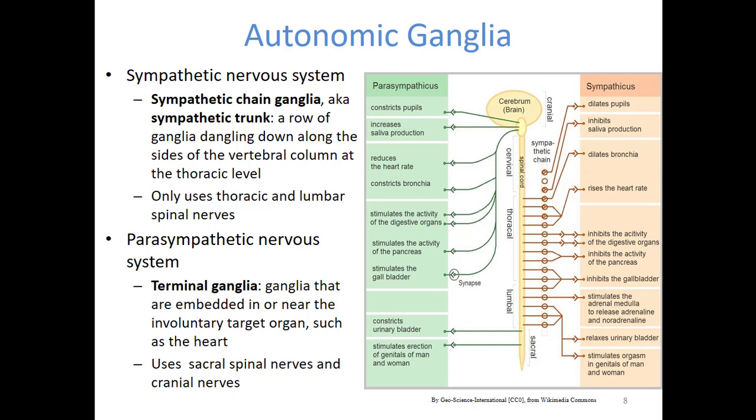The parasympathetic nervous system uses a different type of structure. It uses terminal ganglia, and these are ganglia that are embedded in or near the involuntary target organ. So for example, the heart has terminal ganglia embedded inside of it. Notice in the picture here that we can see that the nerves are coming out of the cranium or the sacral region of the spinal cord. So we're going to use cranial nerves or sacral nerves here for the parasympathetic nervous system.